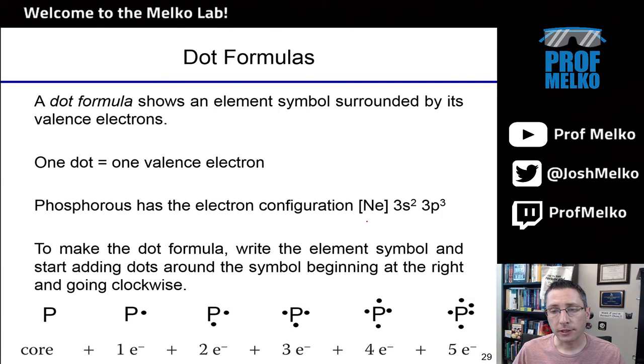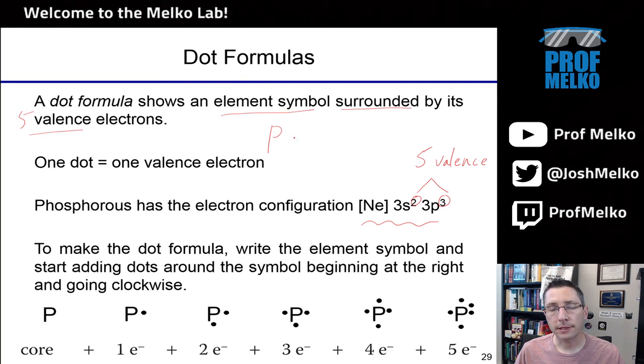Phosphorus has the electron configuration [Ne] 3s2, 3p3. Okay, so these superscripts here, remember, are the electrons in this abbreviated notation. They're the valence electrons. So there's 5 valence electrons total. I'm going to write the dot formula by writing the symbol, phosphorus, capital P, and surrounding it by its 5 valence electrons in this case.